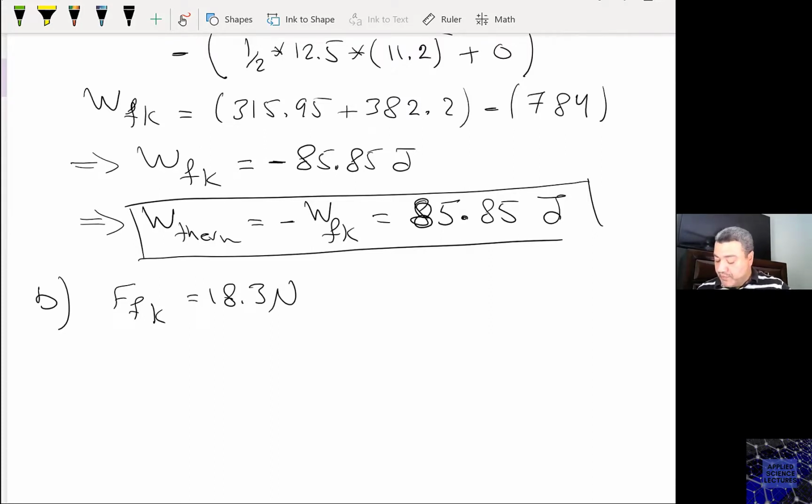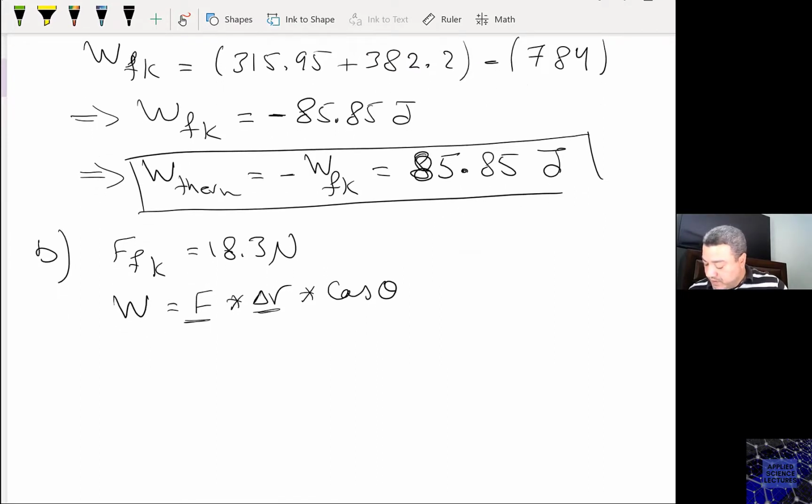We go back now to the expression for the work. We need to find the distance. We can find the distance from W equals F delta R, which are the magnitudes of those two vectors, the displacement and the force, times cosine theta.